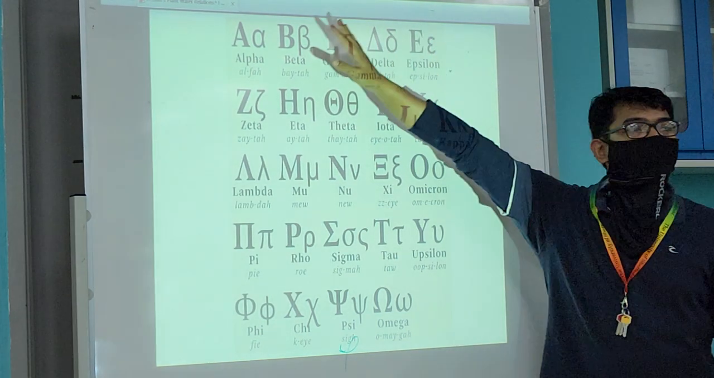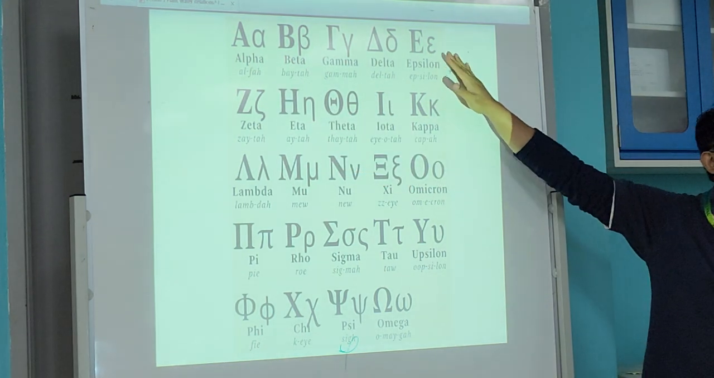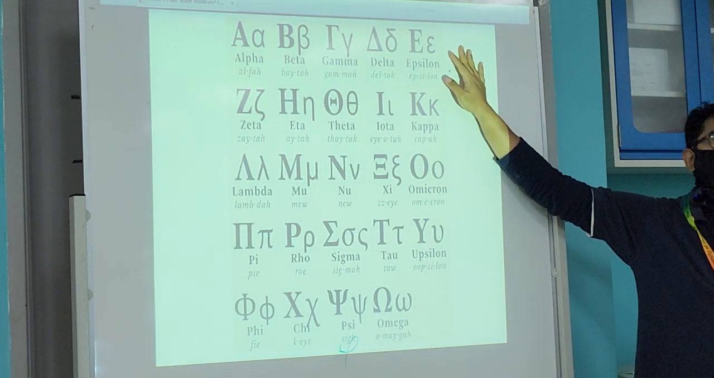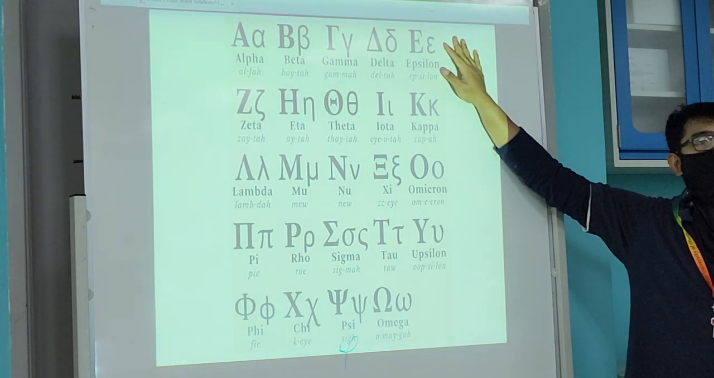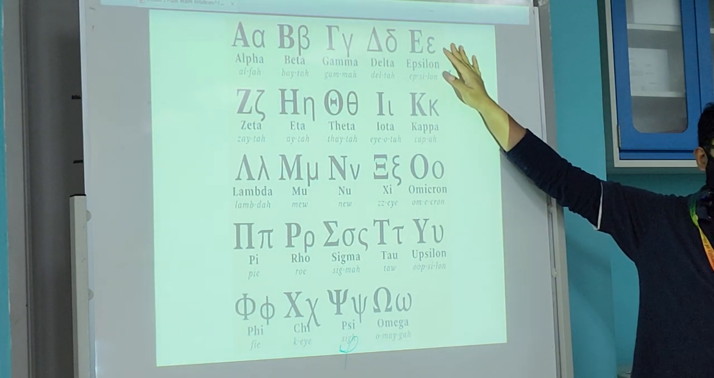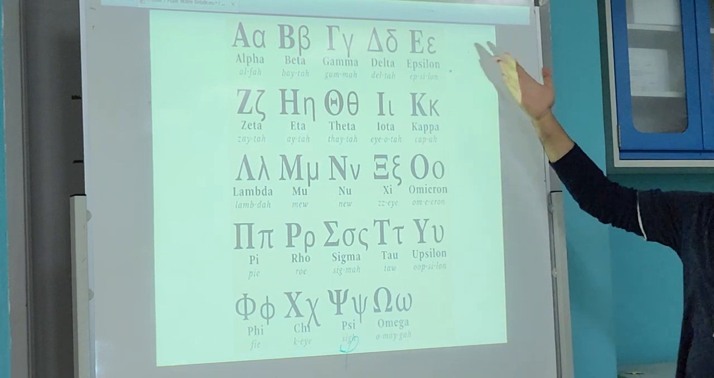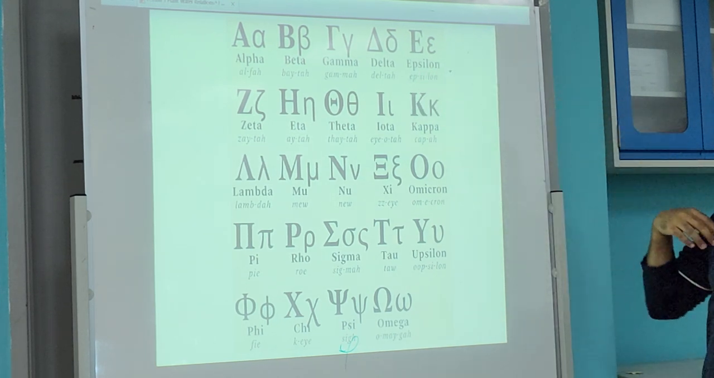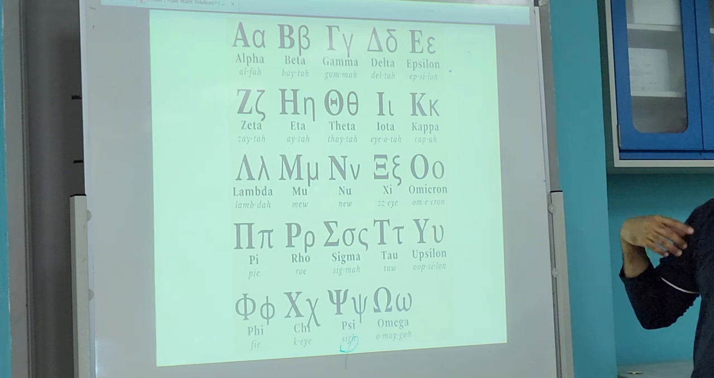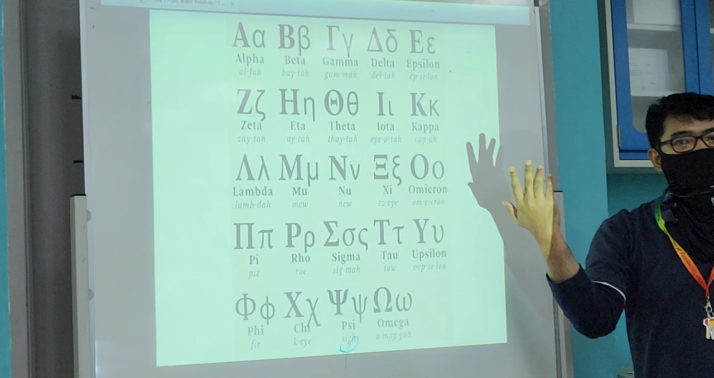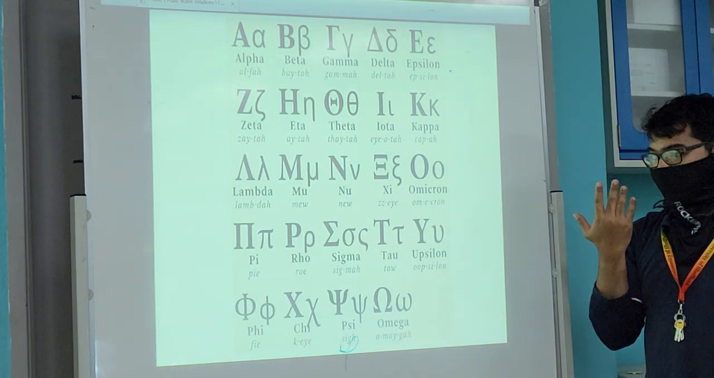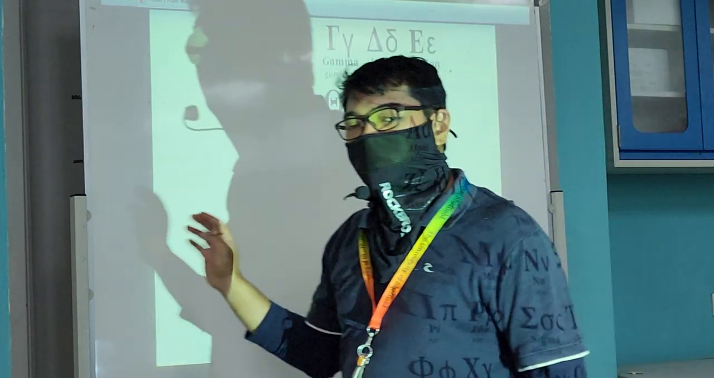So what about other letters? Other letters are not only used in physiology, but also in the medical community, in the engineering community, and so on. Even in physics. Physics likes to use these a lot. What about mathematics? Sigma. Sigma is a notation for summation. Okay.